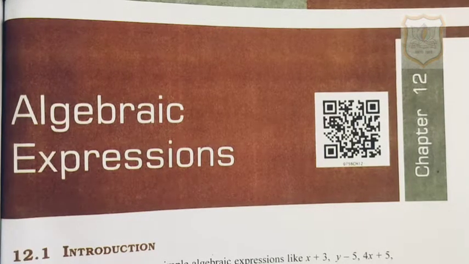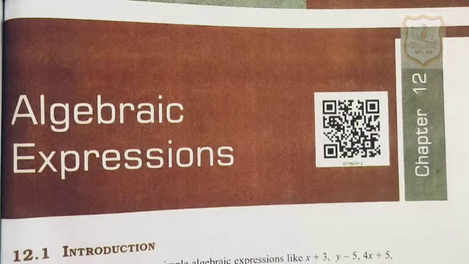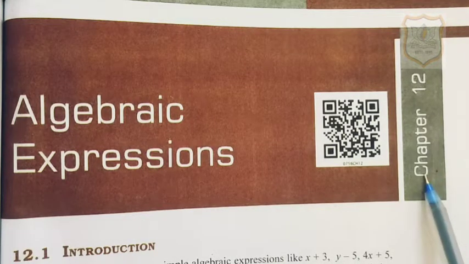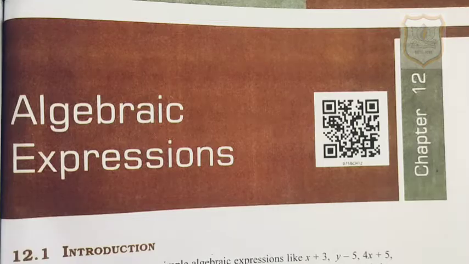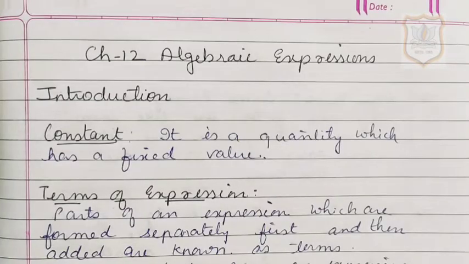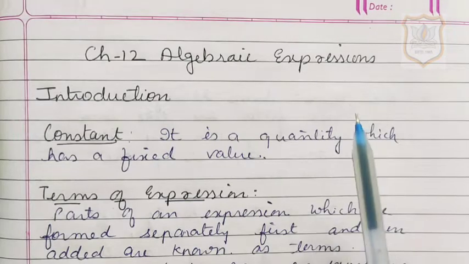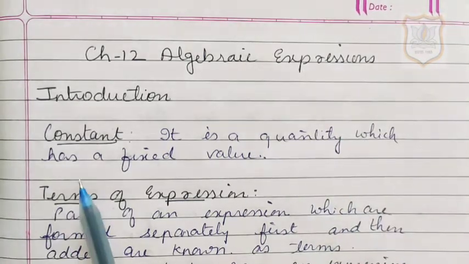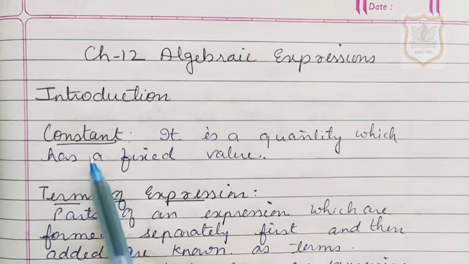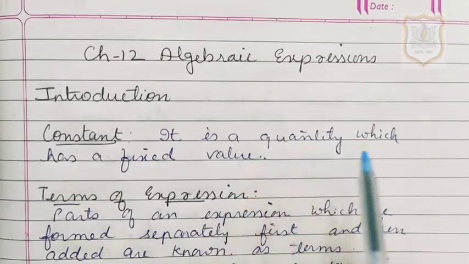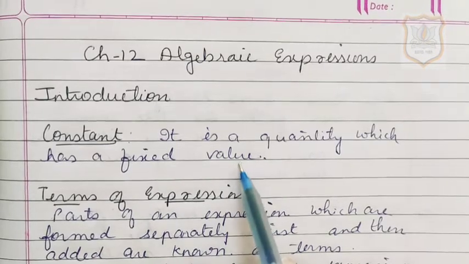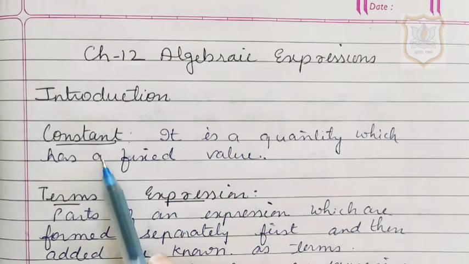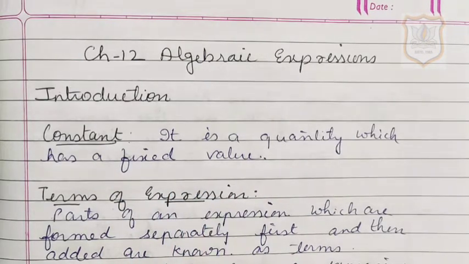Today we are going to start with our new chapter number 12, algebraic expressions. So students, before starting the chapter, let us understand a few terms related to this chapter, algebraic expression. The very first term is constant. It's a quantity which has a fixed value. Constant is a term which has a fixed value.